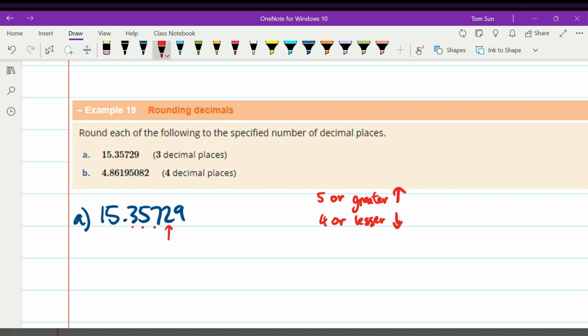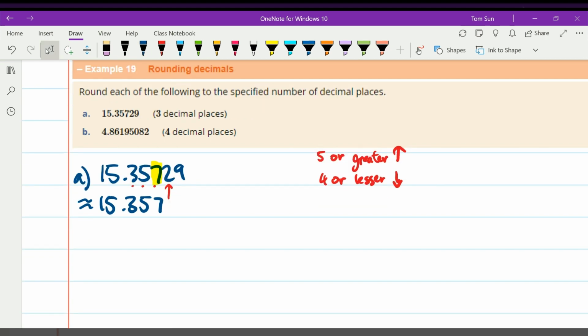In this case, I see a 2, which means that I'm rounding this number down on this decimal, because it's 3 decimal places. This is the thing that either changes or stays the same. So this is rounding at the 3 decimal places, 15.35, and because we're rounding down, this number does not change, and we finish. This is 3 decimal places. If you want to make sure, 1, 2, 3. Okay, 3 decimal places. Now let's look at the second one.